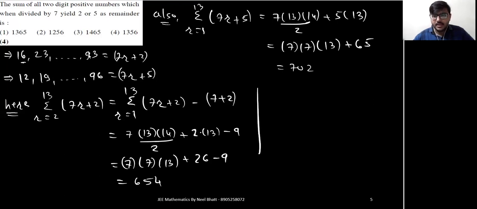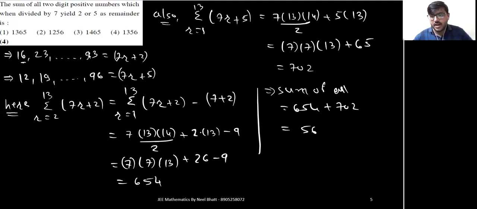And then the sum which we require, the sum of all, is equal to 654 plus 702, which is 1356. This is your answer. So hope you all understand this point.